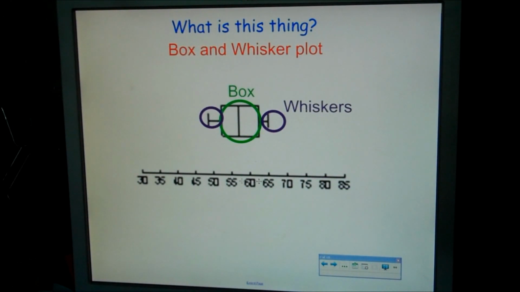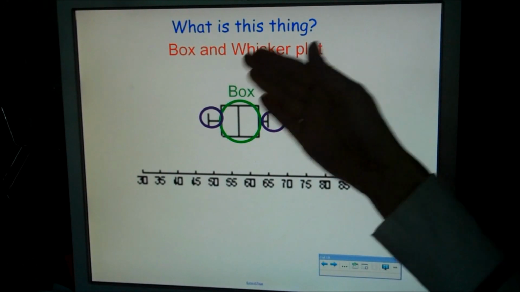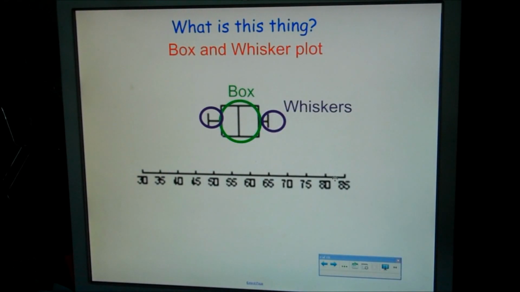Okay? They are on a number line. They have to be on a number line. You have to have some sort of point of reference. Okay? Box and whisker plot. Give yourself a little drawing. I am going to be looking for these labels. If you don't know what things are called, you're not going to be able to figure it out.